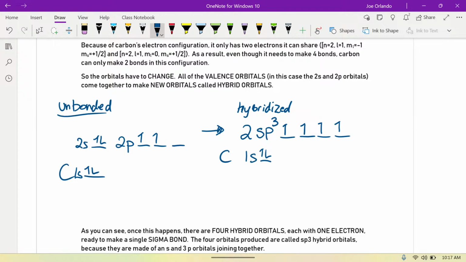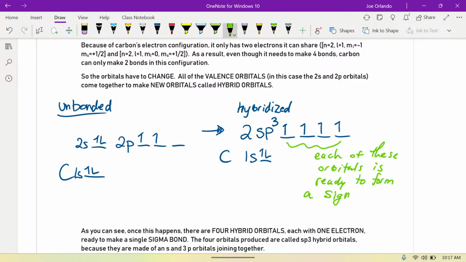Good. So now, what do we notice about these? Well, each of these orbitals is ready to form a sigma bond. And when I say form a sigma bond, what do I mean? I mean that they are going to have one electron that they already started with, but what's going to take the second spot in that orbital? An electron that doesn't belong to carbon, but an electron that belongs in this case to hydrogen. Does that make sense? So the second electron in each of these is going to come from hydrogen, not from that carbon.